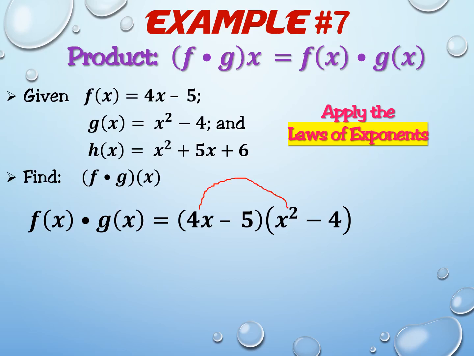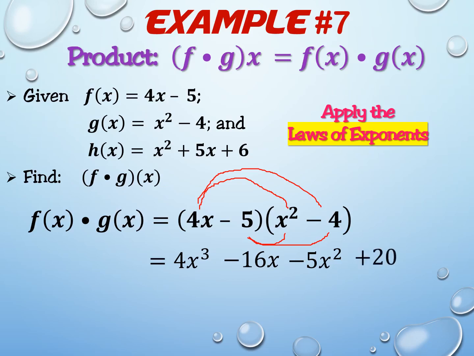So what will be the answer, guys? Okay, you have to add the exponent. So that will give you 4x cubed. And then we have 4x times the negative 4. So multiply negative 4 and 4. That will give you negative 16x, correct. And then we have now the second term, negative 5 times x squared, or the inside term. So what will be the answer, guys? Okay, you are correct. Negative 5x squared. And the last one will be negative 5 times negative 4. For multiplication, negative times negative will be positive, and 5 times 4 is 20.